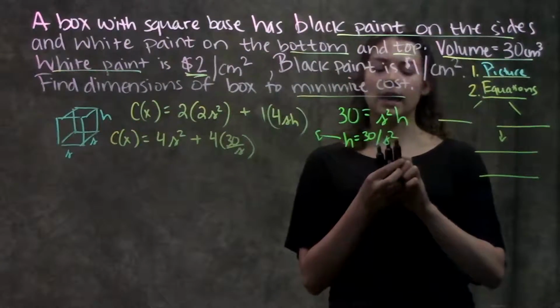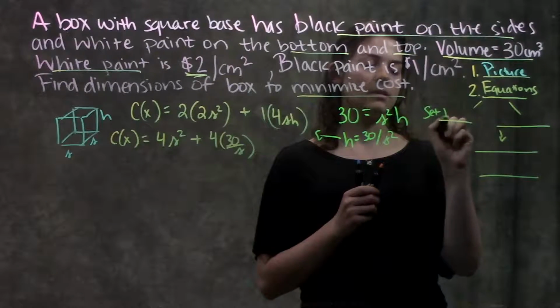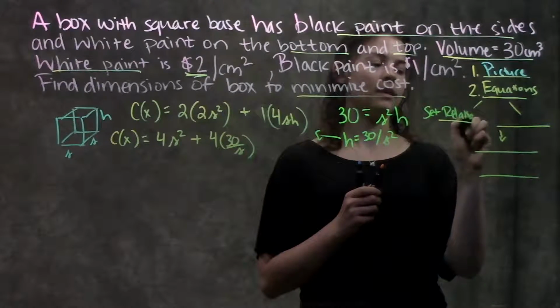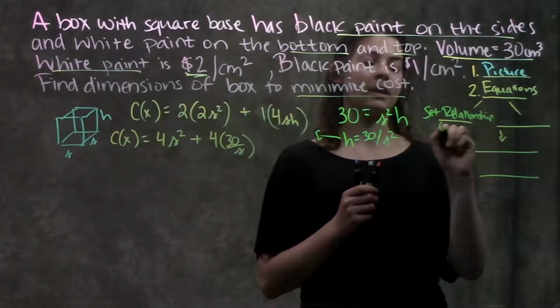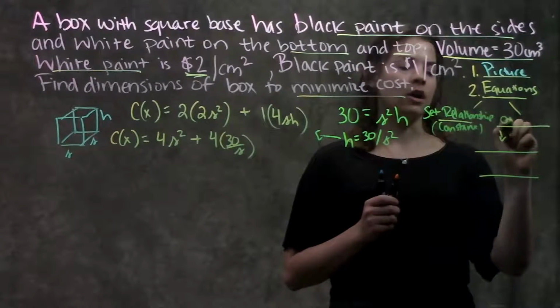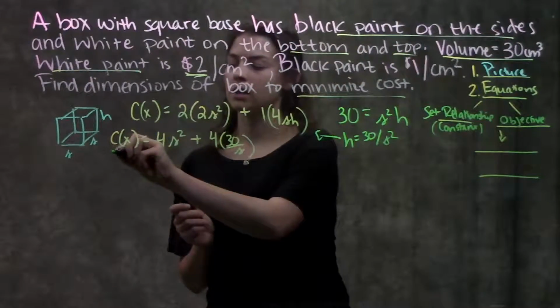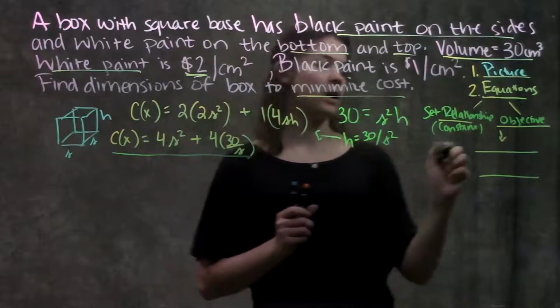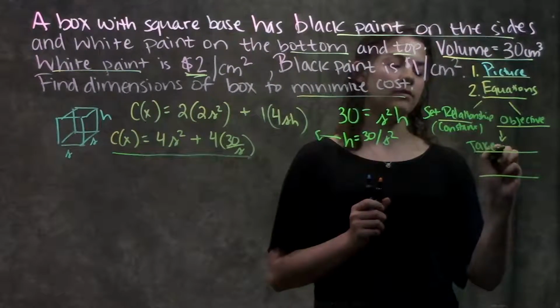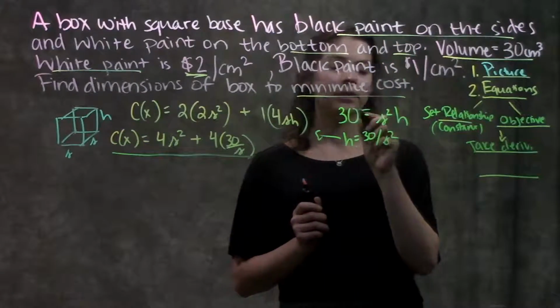So the equations I came up with: I had one that was a set relationship between the variables. This is called my constant function. And my other one is called the objective function. This function, my cost function, is the objective one. This is the one that I want to take the derivative of so that I can find the minimum cost.